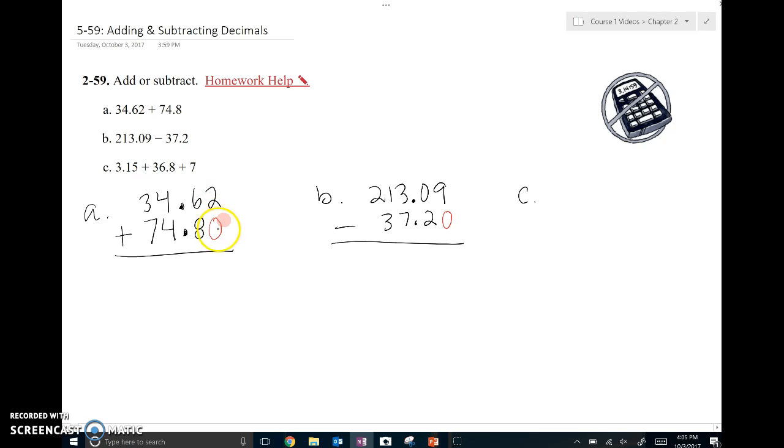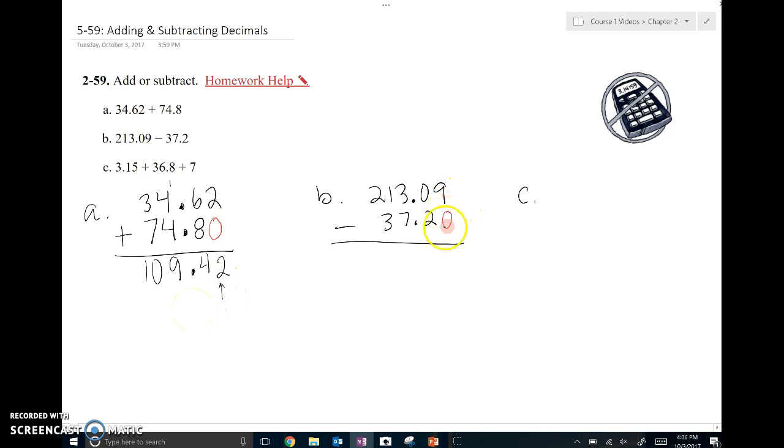I can just add the hundredths place together. 2 plus 0 is 2. 6 plus 8 is 14. I bring down my decimal. I can carry a 1. 4 plus 4 is 8, plus 1 is 9. And 7 plus 3 is 10. So my answer here is 109 and 42 hundredths. This is the hundredth place.